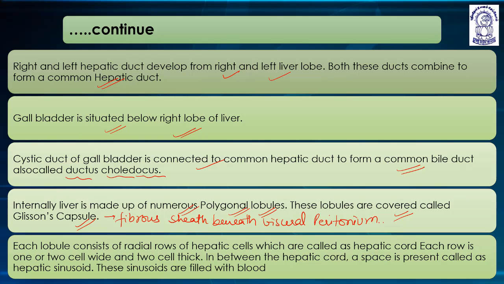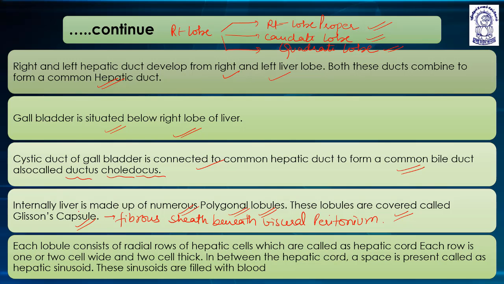The right lobe is further divided into the right lobe proper, the caudate lobe, and the quadrate lobe. So the right lobe is further divided into right lobe proper, caudate lobe, and quadrate lobe.